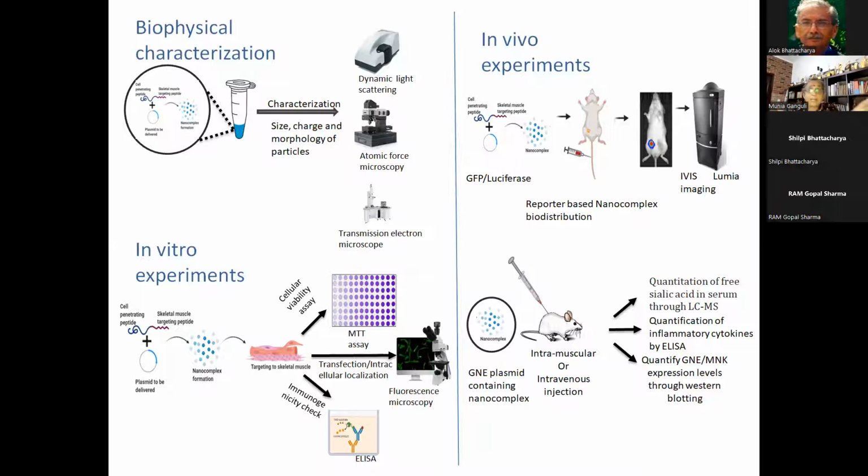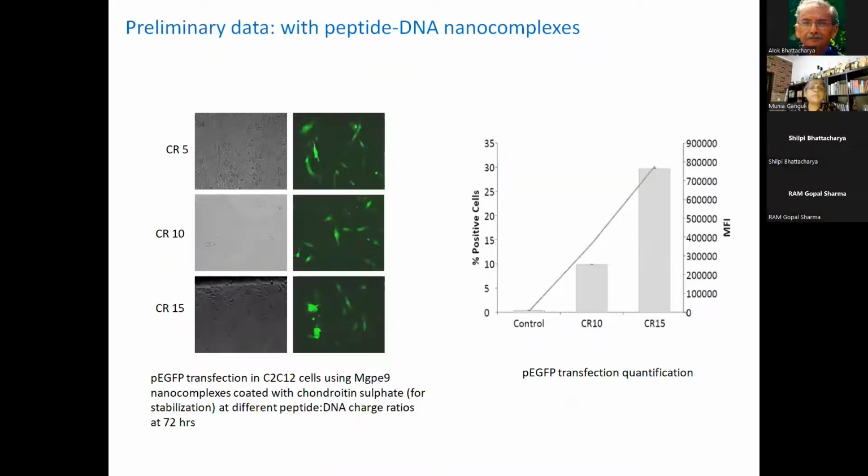Once we are done with that, and all of this using the reporter gene, so that you can easily assess whether your system is working or not, then in parallel, we'll also have the GNA construct, and we will be doing those experiments with the GNA construct and see if the GNA expression is there or not. A set of experiments we are going to do to assess that. Just a little bit of preliminary data.